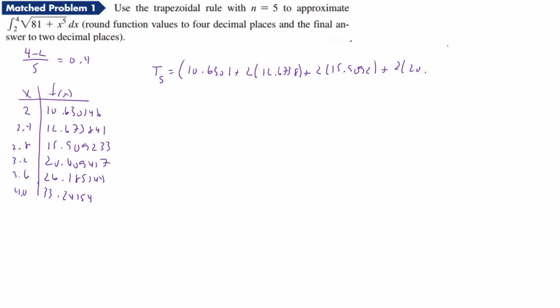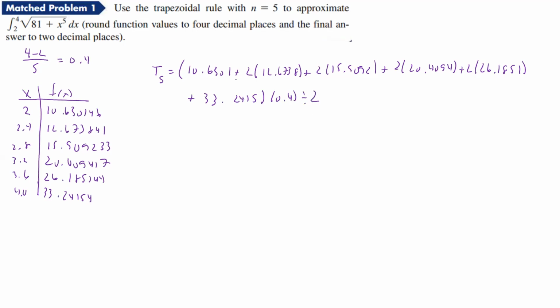All right, 20.4094. And then we have plus 2 times 26.1851. And then we have our last one, which was 33.2415, yep. And then we take it times our delta x, which was the 0.4. And then we divide the whole thing by 2.